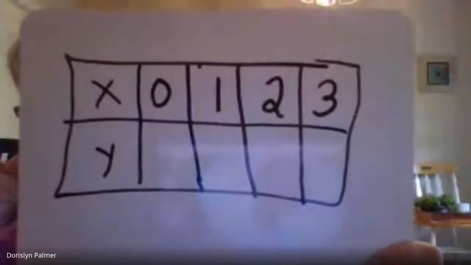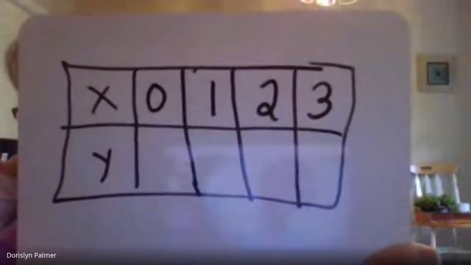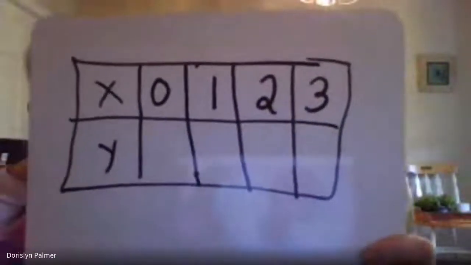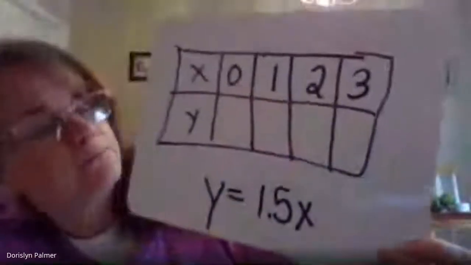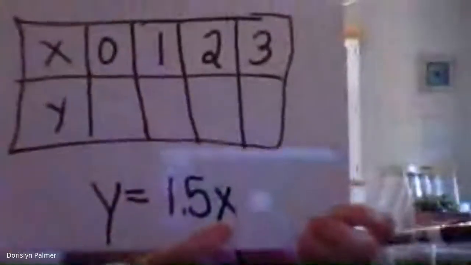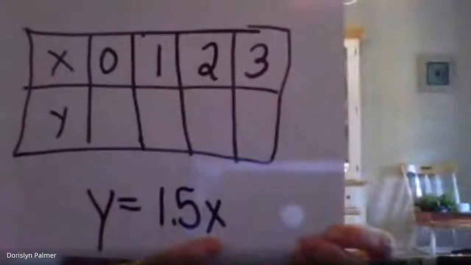Now we have to figure out our y values. All right, Cassie, the equation is y equals 1.5x. That means 1.5 times x. Cassie, make sure you're unmuted, and I'm going to have you help me with the y values. So what's going to go with 0? If I put in a 0 for x, y equals 1.5 times 0. 0. Good. So y will be 0.